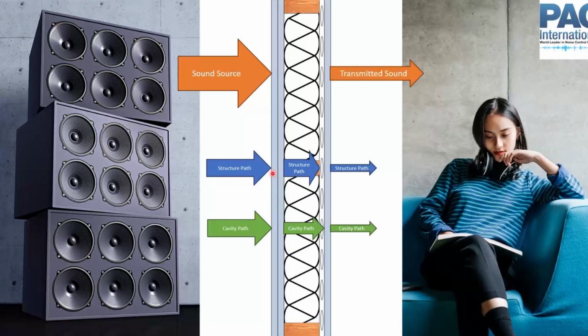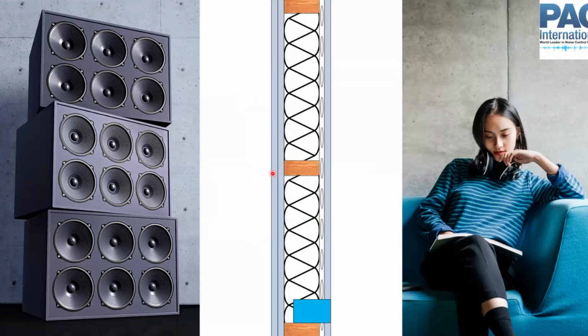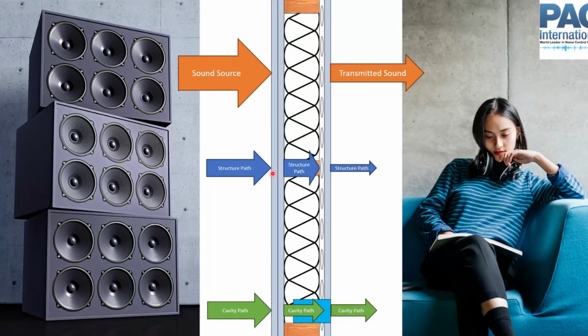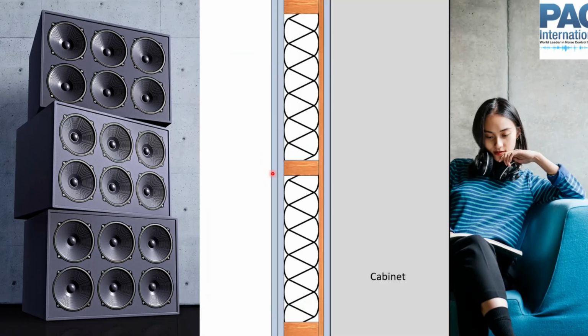So we have to think about our isolation for both the structural path and the cavity path. Sometimes we might have something like a junction box, the little blue rectangle there at the bottom, that affects our cavity path because we've put a hole in the drywall, and so that's going to let more sound through. So we have our sound source, we have our structure path and our cavity path, our incident sound, that's the same. Same amount of sound goes through the structure path, but now we have more sound through the cavity path, and our total transmitted sound is higher because we have more sound coming through that cavity path.